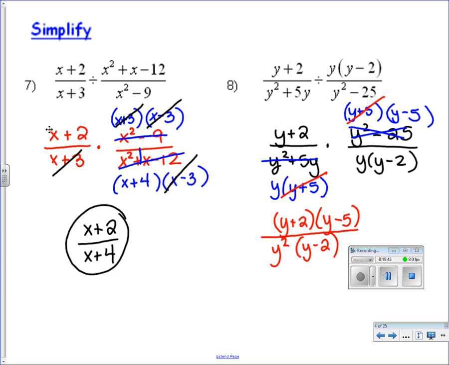Questions about multiplying and dividing? So tomorrow we'll do adding and subtracting, and then we'll review the two concepts all the way together.